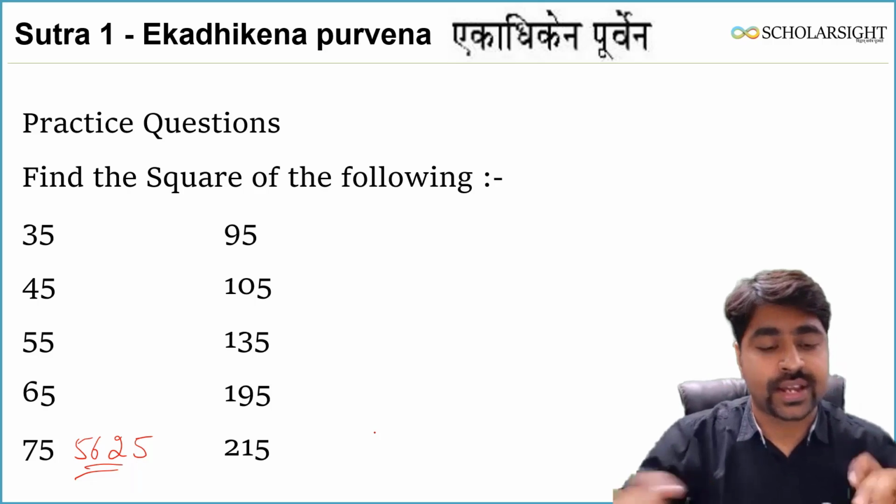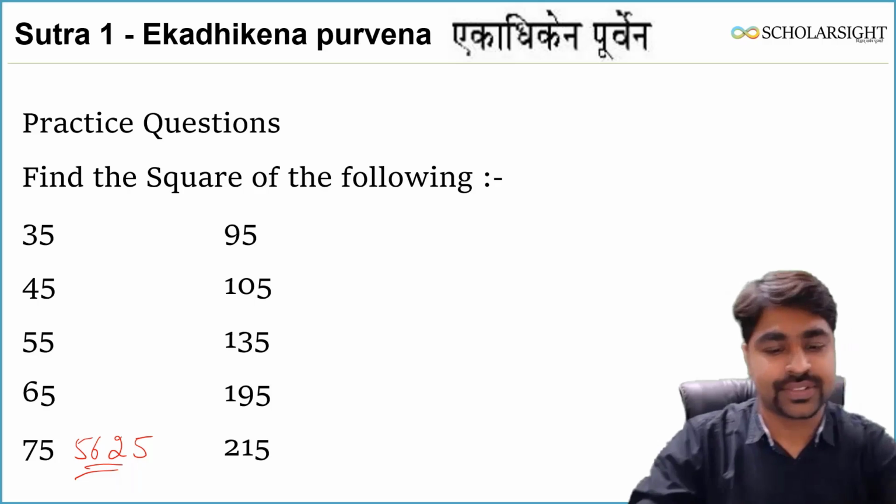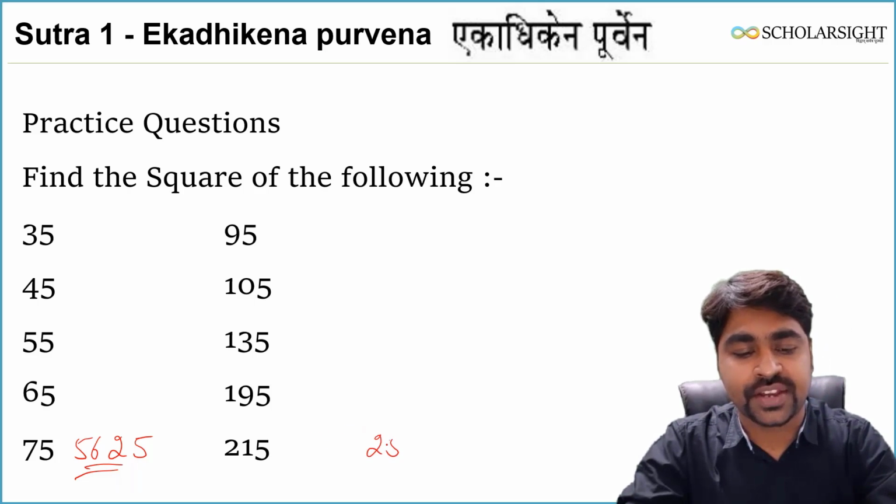I gave you 10 seconds. Why? Because I wanted you to think. Okay? So 5 square was 25.